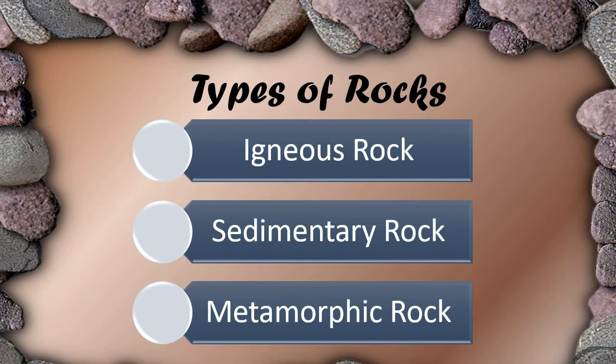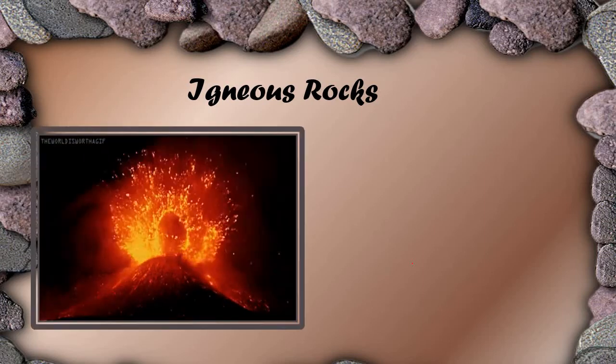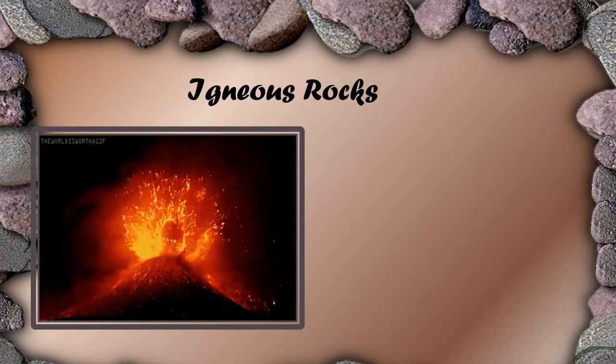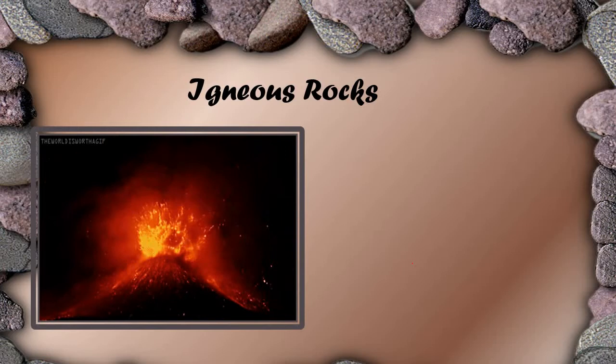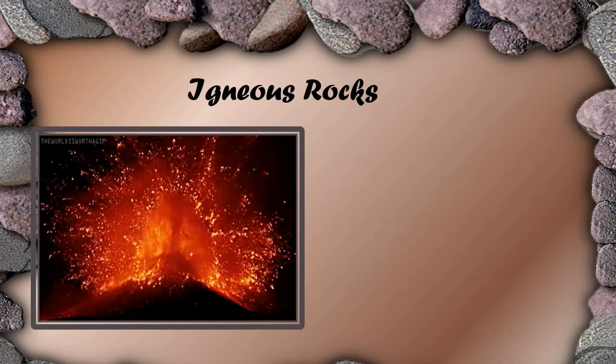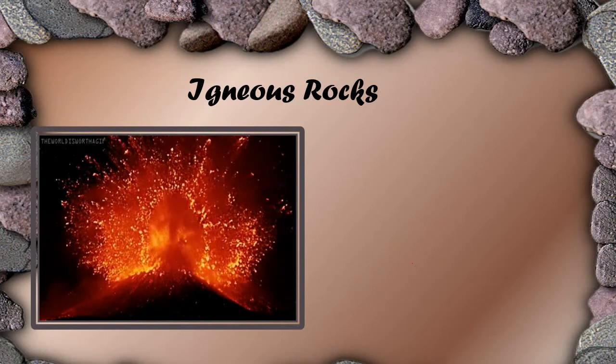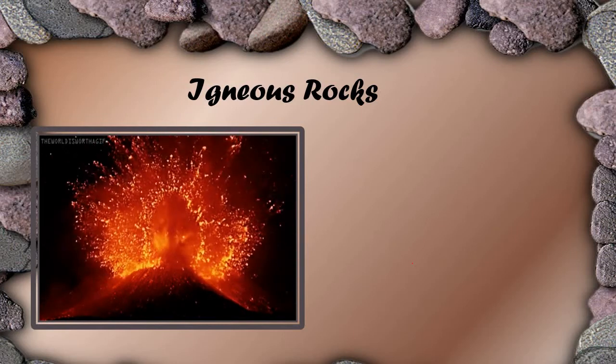Now children, first of all we will move on to the first type, that is the igneous rock. We will see here how these igneous rocks are formed. Now children, you can see a bombardment here. What is this? Yes, this is a volcanic eruption. Now children, what is a volcanic eruption, or what is a volcano?